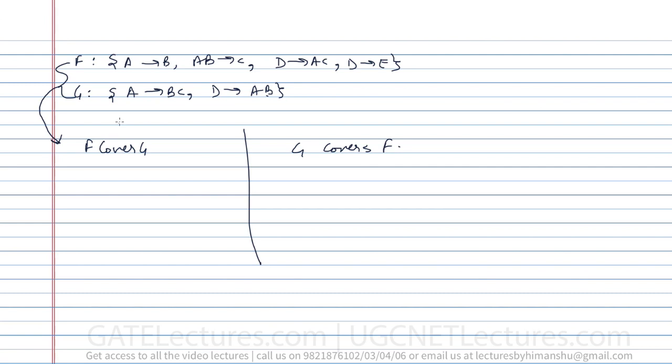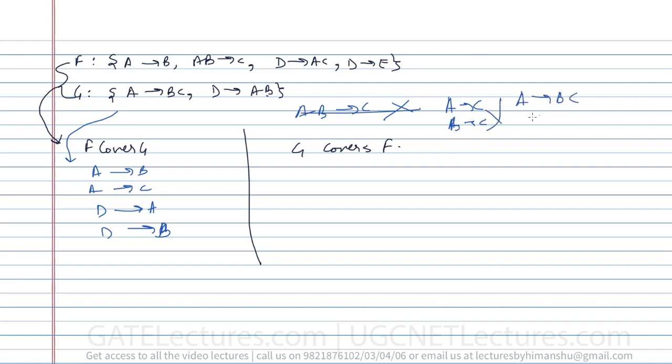So to see if F covers G or not, we have to identify anything in G which is not present in F. So this G can be broken down like this: A can derive B, A can derive C, D can derive A, and D can derive B, right? If you have AB can derive C, then you cannot break it as A can derive C and B can derive C. You cannot break it like this. But if you have A can derive BC, then you can break it like this: A can derive B as well as A can derive C. This is allowed, but this is not allowed.